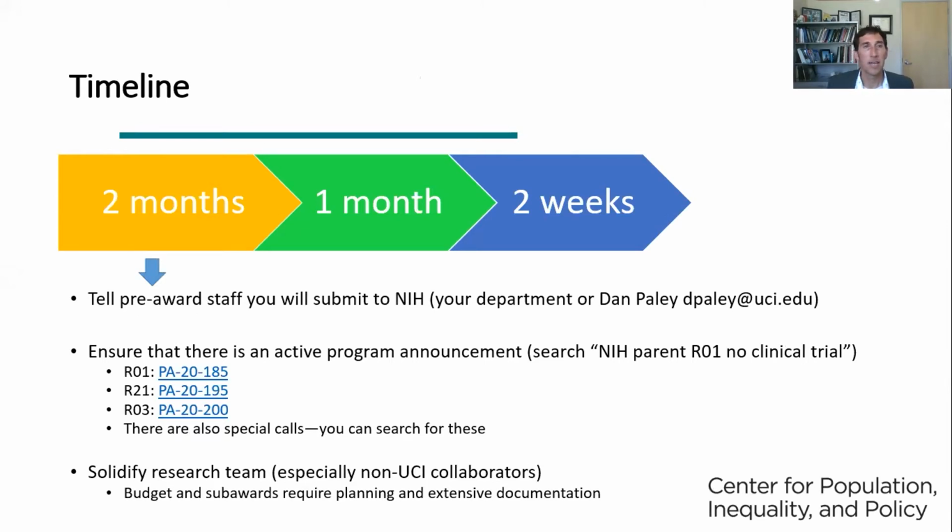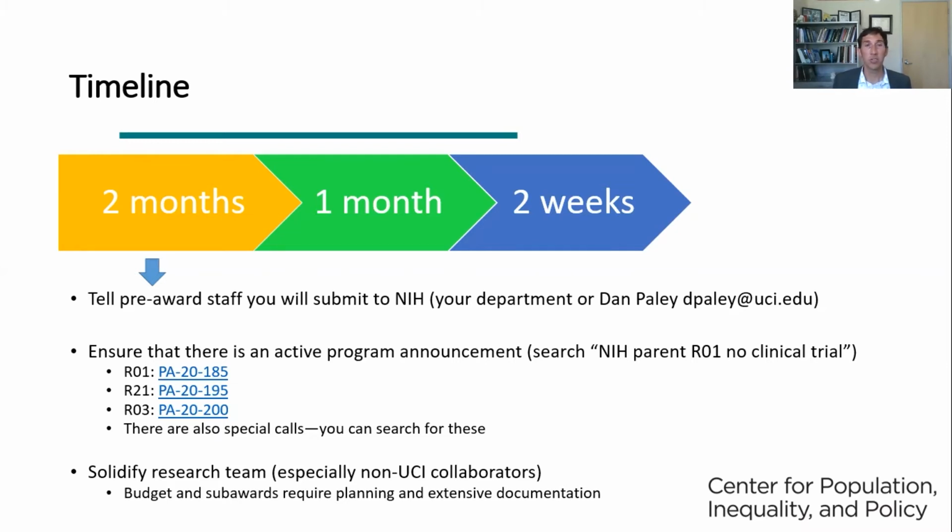So let's imagine you've got 2 months before a submission date. There's a couple things to do. First, tell your pre-award staff that you plan to submit to NIH. Okay, you want to get them on board early. If you are not submitting through your department, CPIP has pre-award staff. Dan Paley, for example, is on that. But it depends. Again, there's a lot of good reasons you would want to submit through your department, but if for some reason you do not, CPIP would be happy to support you.